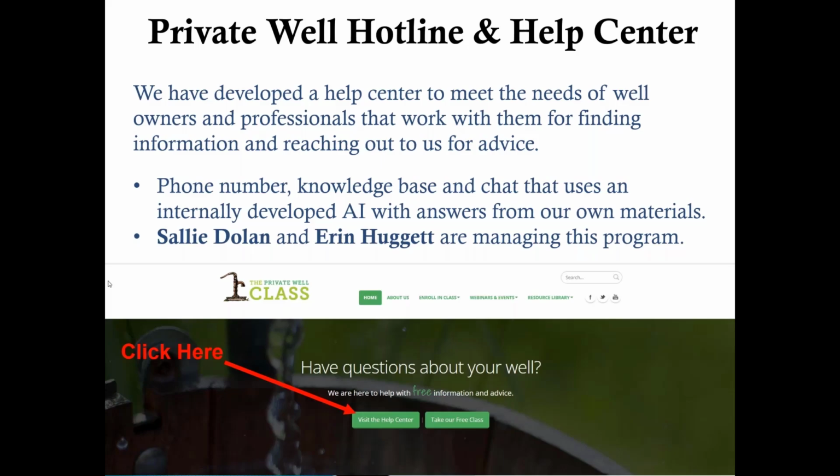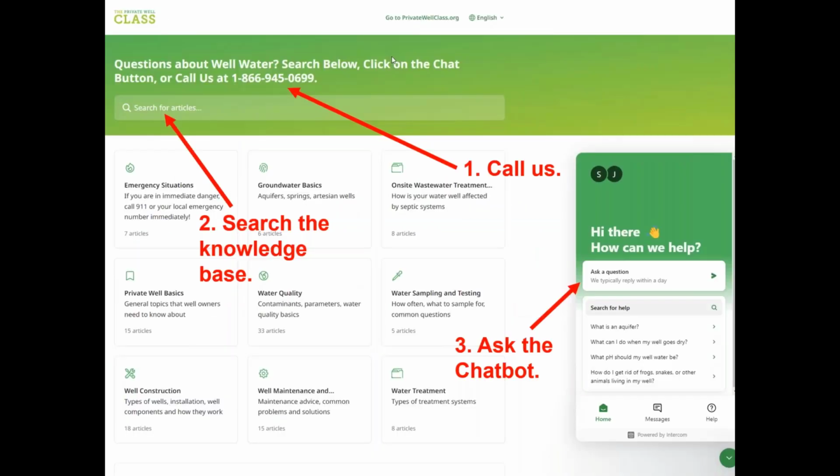But if you can't find an answer through our knowledge base or through the chat, Sally and Aaron both are involved with this program. And if you use the phone number, you'll generally get one of those two. And they're both on here today too. But when you click on the Help Center, you get to this page, there's a phone number, there's a place to search the knowledge base, and then there's a place to ask the chatbot a question. And again, it takes our answers, even the ones in this knowledge base, and comes up with a generated AI answer that, like I said, does a pretty good job.